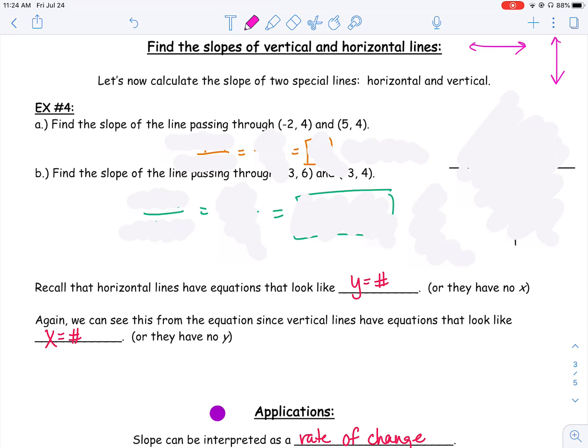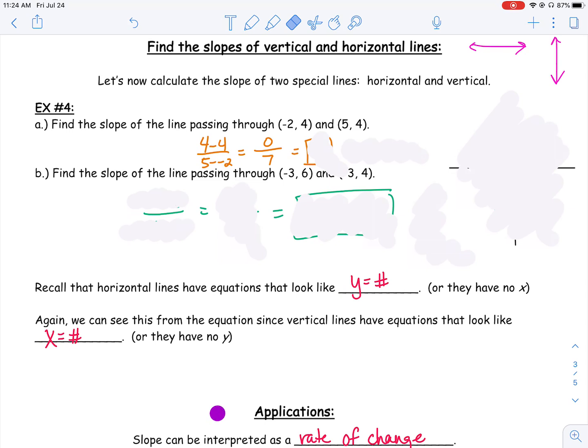If you look at example number 4a, it gives us two ordered pairs, and it asks us to find the slope. I have the points -2, 4 and 5, 4. Let's go ahead and use the slope formula like we just did to find the slope between these 2 points. I'm going to find my rise over run. I'm going to find the difference of my y's, 4 minus 4, over the difference of my x's, 5 minus a negative 2. Those two negatives make a positive, and I ended up getting 0 over 7.